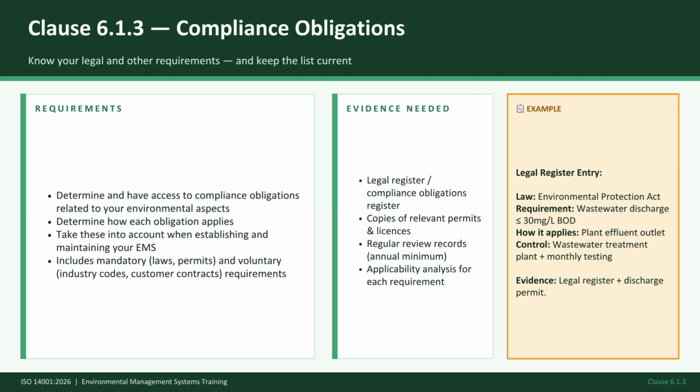Both types are compliance obligations. Choosing to sign a voluntary code is no less binding than a regulation once you have committed to it. The legal register is your master list. Each entry should tell you what the law says, how it applies to you specifically, and what controls you have in place to meet it.